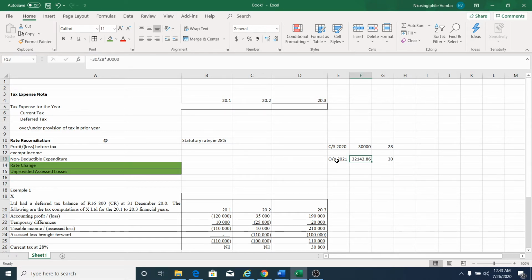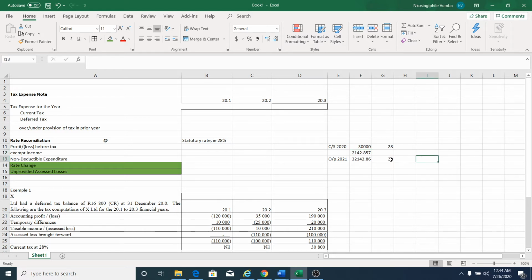You know that now your 2021 opening balance is this. It means you need to increase your deferred tax asset, so you debit your deferred tax asset, and then you credit the deferred tax income. This should be equal to this minus this, and then this is the expense for the year. This is the deferred tax income for 20.1. So whatever expense you have for 20.1, don't forget to put this through.